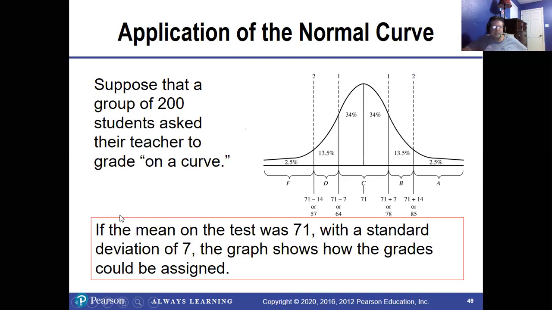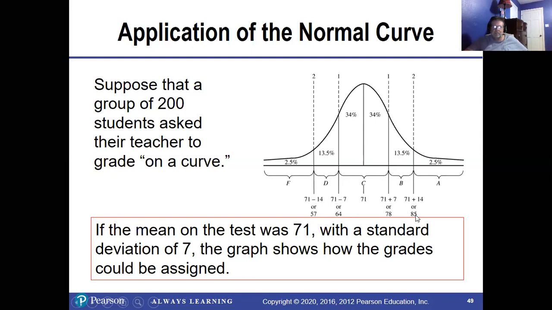Okay. So suppose that a group of 200 students asked their teacher to grade on a curve. The mean on the test was a 71, with a standard deviation of 7. So the standard deviation would get you out to 78 to 85, and your C's would all be in the first range from 64 to 78. Your B's would be the next standard deviation, so there should be 13.5% more.